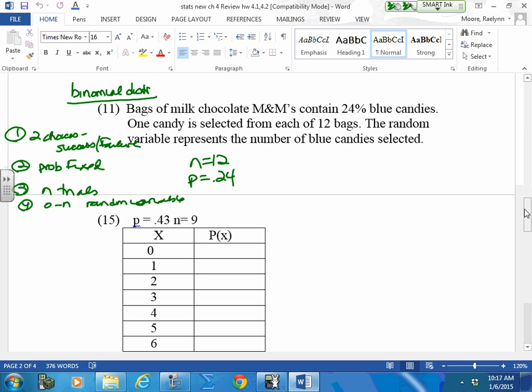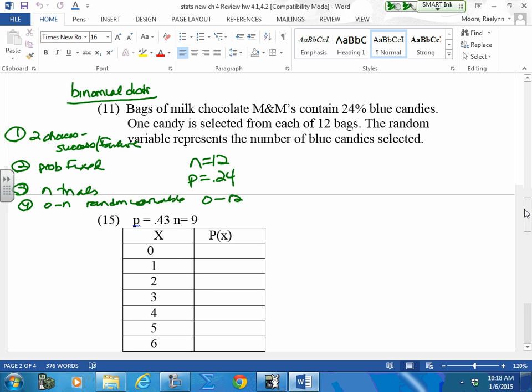My random variable will be from 0 to 12, right? I could get 0 blue, 1 blue, 2 blue, 12 blue. So is this binomial? Yes. I get a blue, or I don't get a blue. Two choices. I liked this one because they worded it a little bit differently.